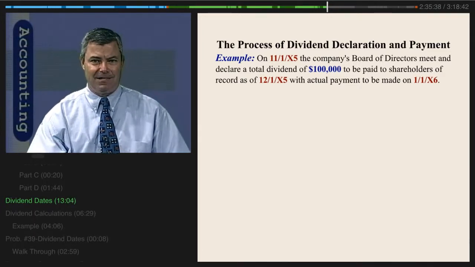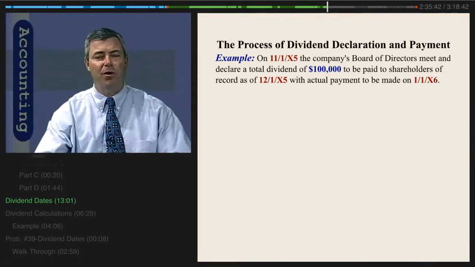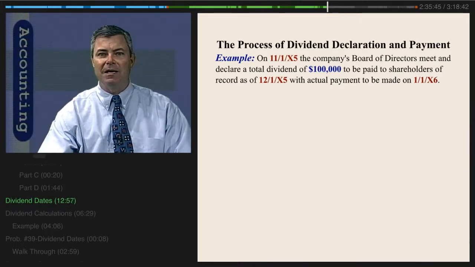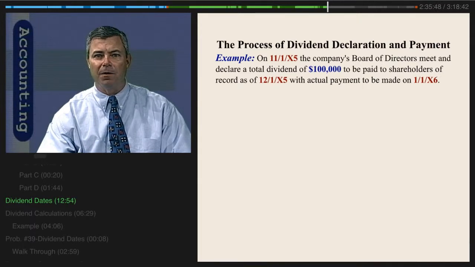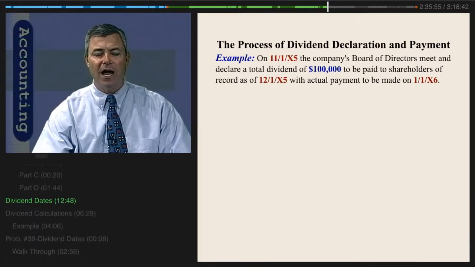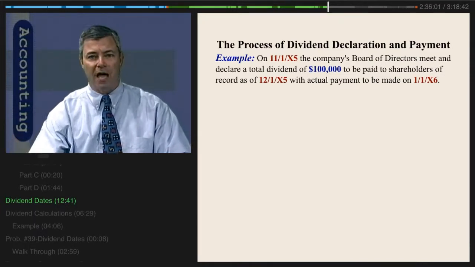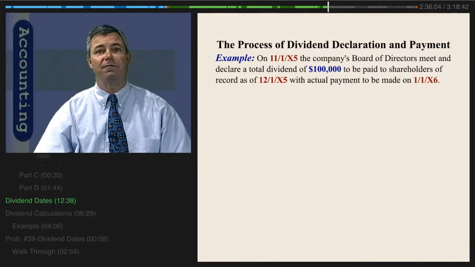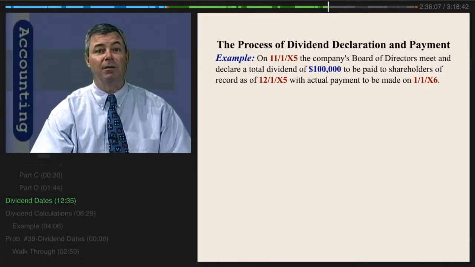On that date, the date of declaration, the voting by the board of directors, the company and the company's management now become legally obligated to fulfill the board of directors' vote. On that date, a liability is actually created for the business. The business is now obligated to fulfill the board's directions and pay a dividend, even though they're not going to pay it for about 60 days, or in a couple of months.